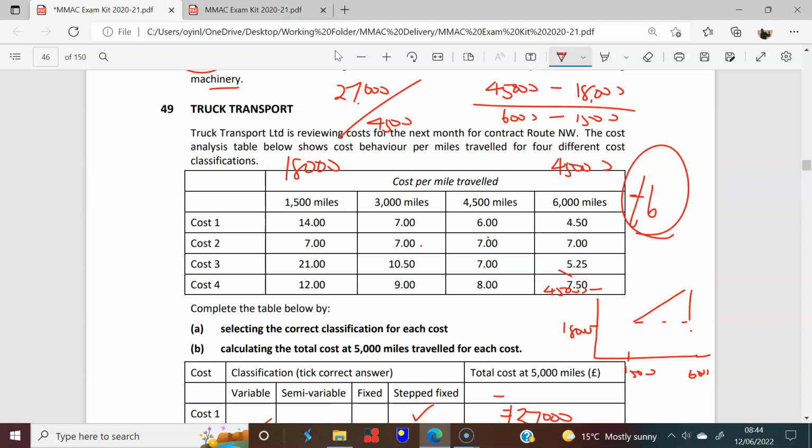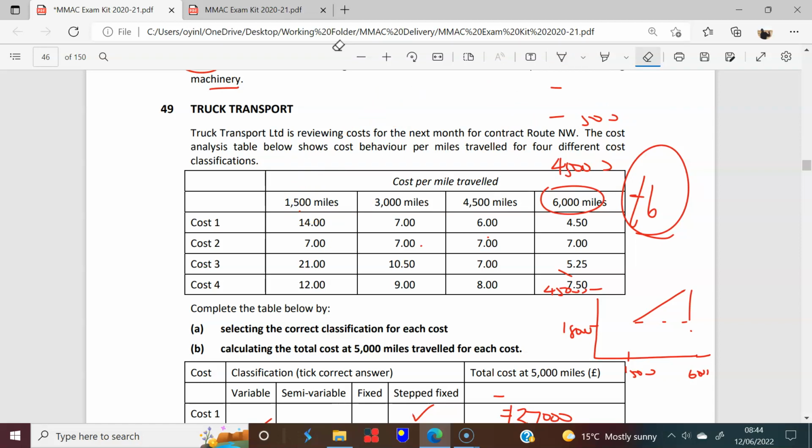So I'll just pick any of them. Pick either this one or this one. It's up to you. Doesn't matter. Again, like I say, you can pick both. Test them yourself. It's important. So let's pick the 1,500 miles. So I know the total here is 18,000. So I'm going to pick the £6 times 1,500, which is equal to 9,000.